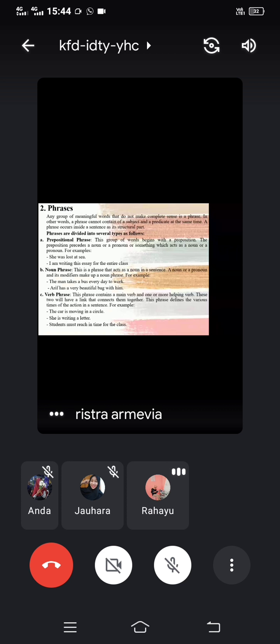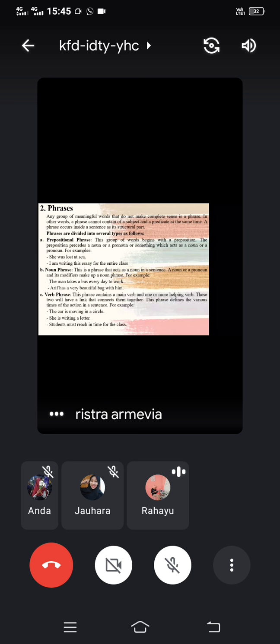C. Verb phrase. This phrase contains a main verb and one or more helping verbs. These two will have a link that connects them together. This phrase defines the various times of the action in a sentence. For example, the car is moving in a circle. She is writing a letter. Students must arrive in time for the class.